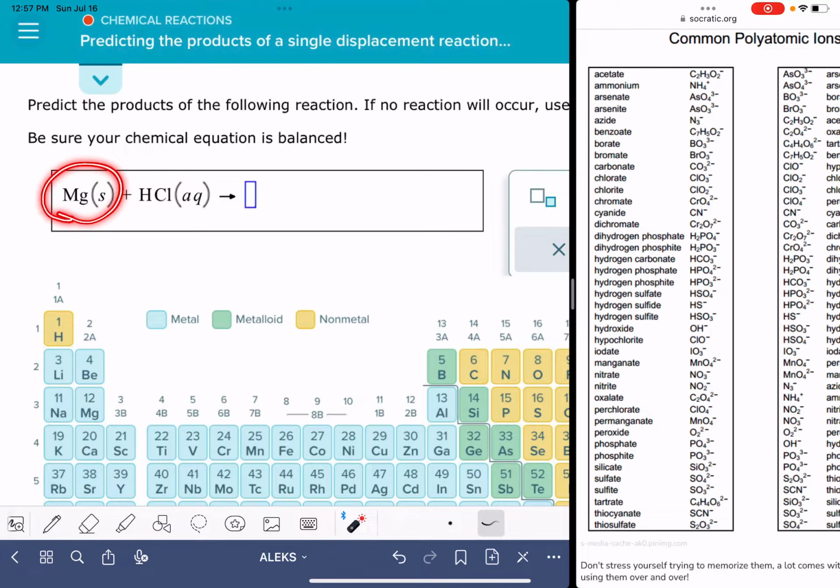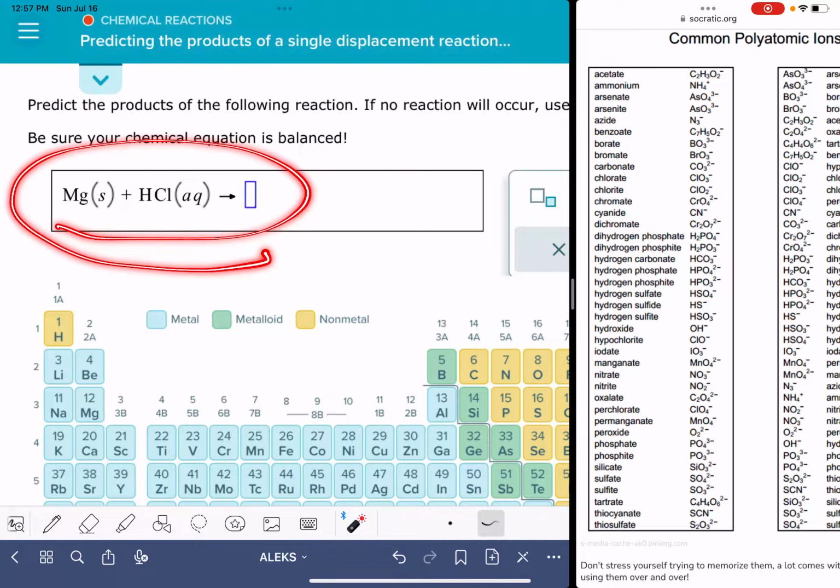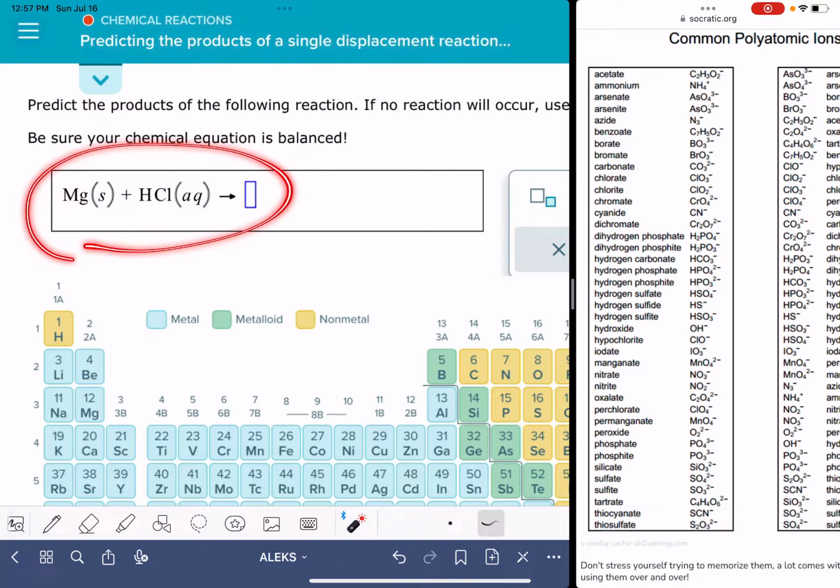In this problem, all of the equations have the same general format. It's going to be a metal atom reacting with some sort of molecule. That molecule, the first atom in the formula, is going to be a hydrogen atom. I want you to just notice that this particular structure is not the only type of single displacement reaction that occurs. It's just the one that ALEKS is using for this problem. So I'm going to give you really specific instructions for this type of single displacement, but the information that I give you does not apply to all single displacement reactions.